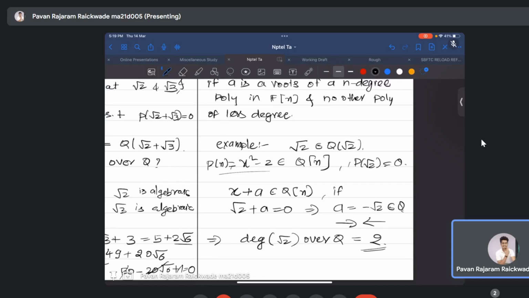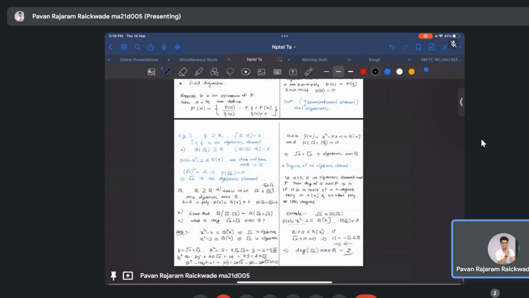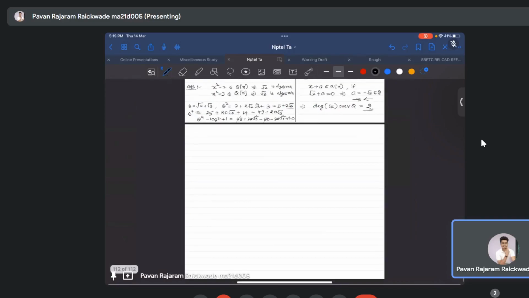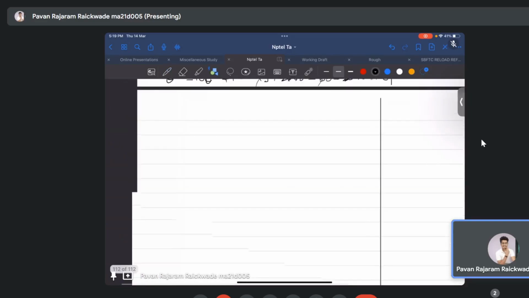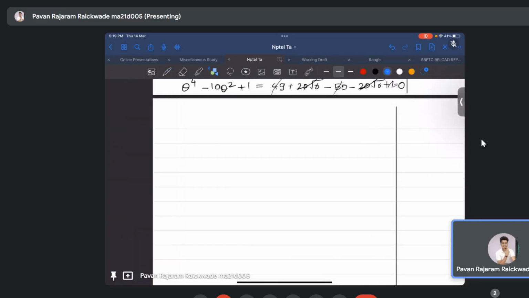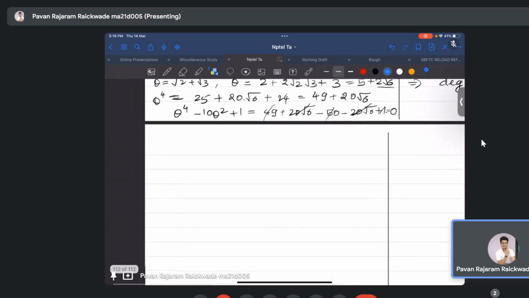Okay, so this is the example of degree of extension. Now, what are those fields for which every element is an algebraic element? What are those extensions? Those extensions are called algebraic extensions. So that's a definition.